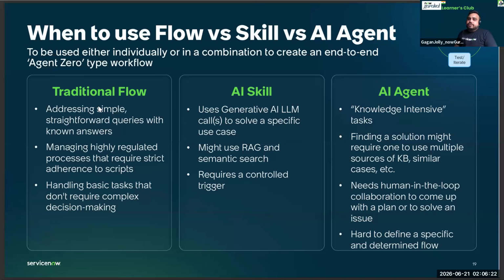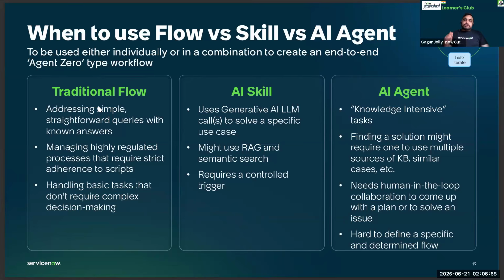AI skill you need to use where you are using a generative AI LLM to solve a specific use case. For example, the most famous one in the AI industry: there is an ITSM incident and you want to summarize it. That is known as your AI skill, right? You click on a button, it gives you a summarization out of it. And that is known as a RAG search also. RAG and semantic search, we are going to talk about in the future for sure. This also requires a very controlled trigger. You click on something and then this happens.